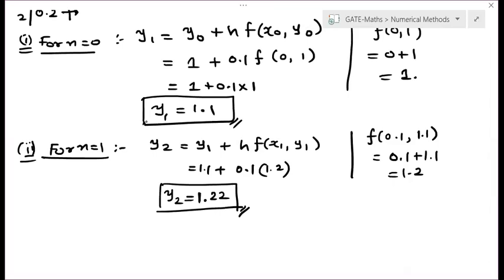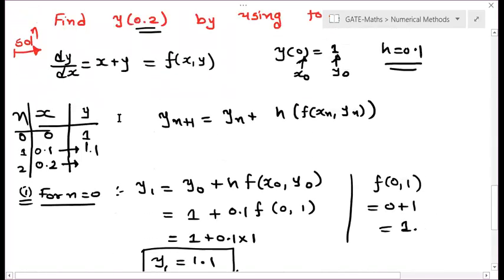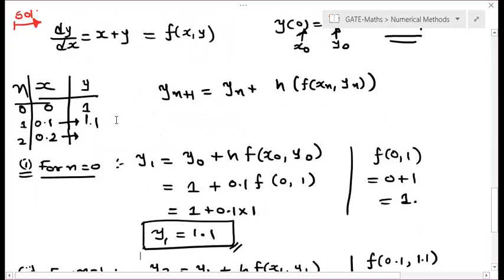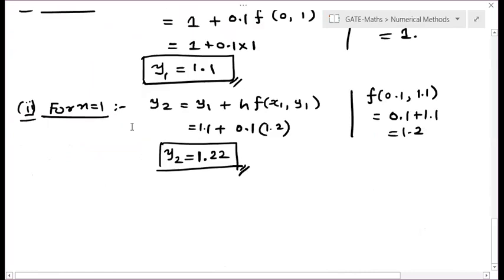Is it clear now? Please give me some response. This first question is clear, right? If this first question is clear, then you can solve these questions of forward Euler now. Okay.